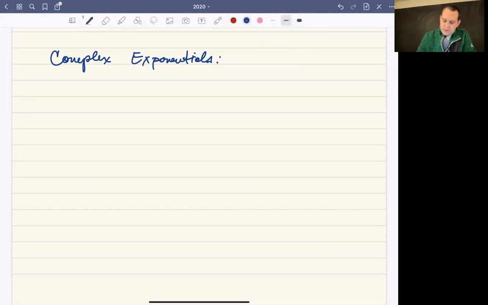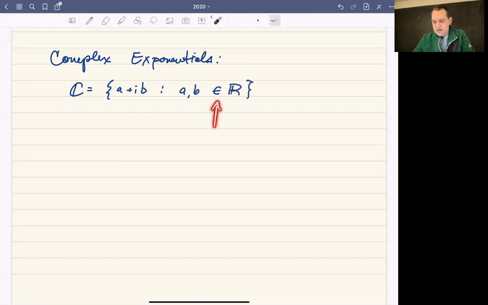So let's write this out. The set of complex numbers is the numbers of the form a plus ib, where a and b belong to the real numbers. This symbol, by the way, just means "is an element of." a and b are elements of the real numbers. Elements just means that they belong to the set. Okay, and so those are the complex values.